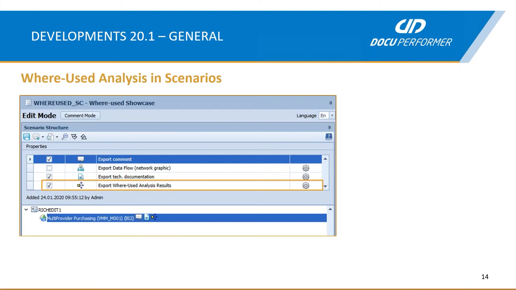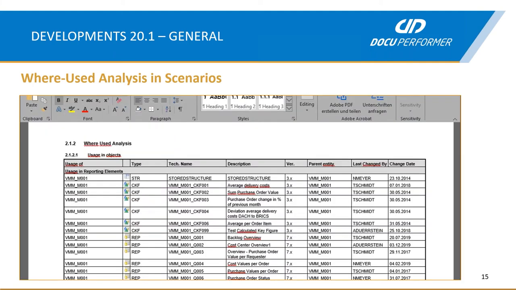This is how it looks like. So in a scenario, you can select single objects. And then you have an additional option now, which is called Export Where Used Analysis Results. You can configure the Where Used Analysis. This means you can define in which other objects the usage should be searched. For example, in reporting elements or in other info providers or even in ABAP coding. And based on your definition, the export results will show in the documentation. This is how it looks like. So you will get an additional chapter in your documentation, which is showing you a table of the where-used analysis results.